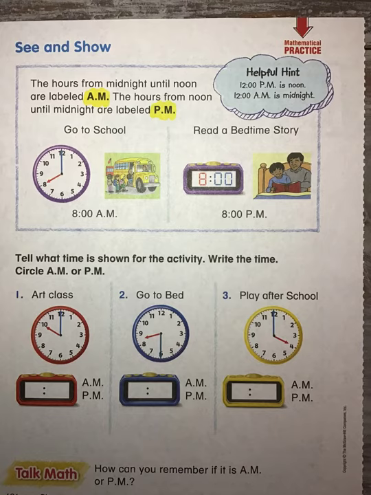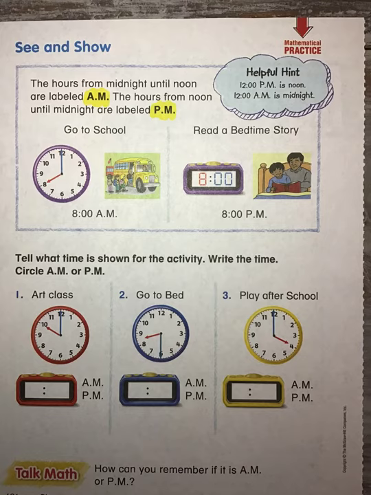So let's look at number 1. It's asking us to tell what time is shown for the activity. Write the time and then circle AM or PM. So the first thing I want to look at is the hour hand. The hour hand, remember, is the shorter one. It's pointing right at the 10. So I know it's going to be in the 10 o'clock hour, and my minute hand is at the top. Remember, when the minute hand is at the top, I know it's o'clock, and in this case, it's 10 o'clock.